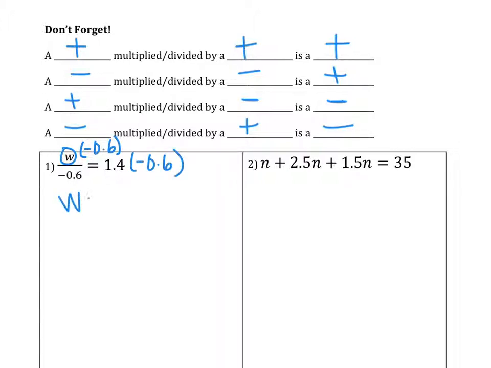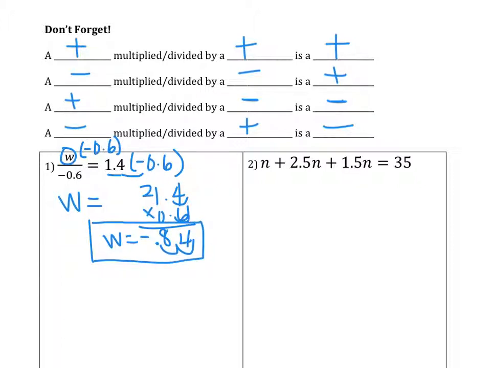So we get our W by itself, and we get 1.4 times 0.6. We're going to multiply that. So we get 84, 2 decimal places. So it is 0.84. And we have a positive being multiplied by a negative, which means our answer is going to be negative. So W equals negative 0.84.